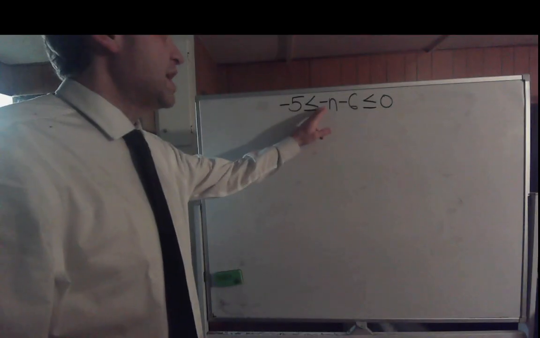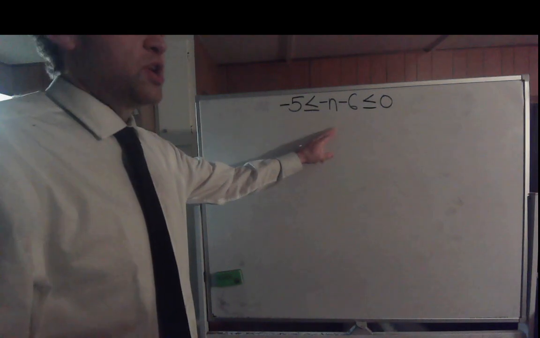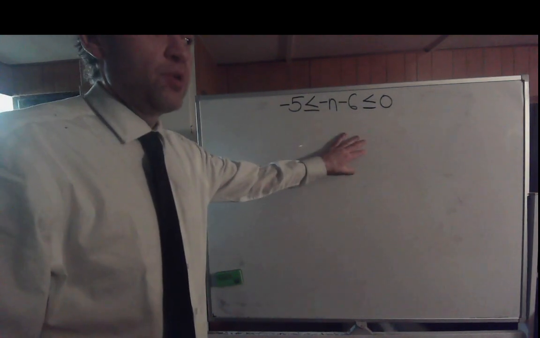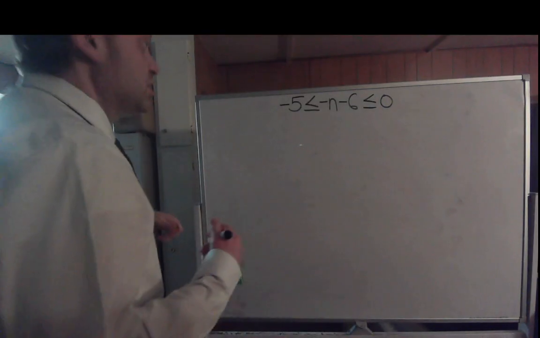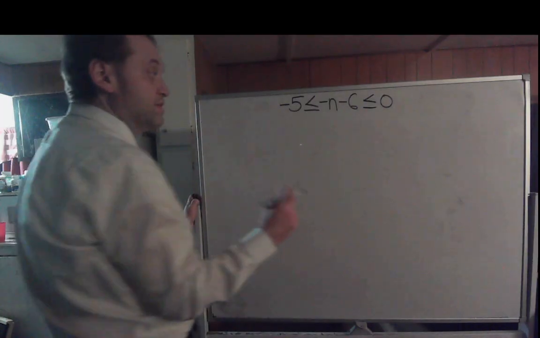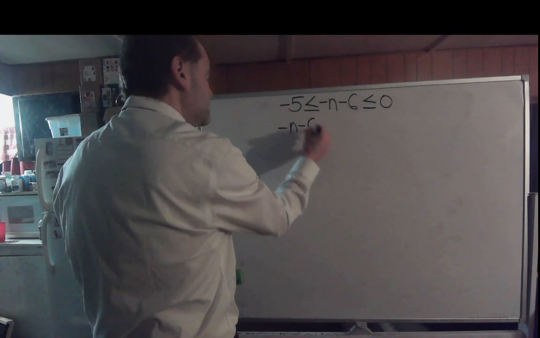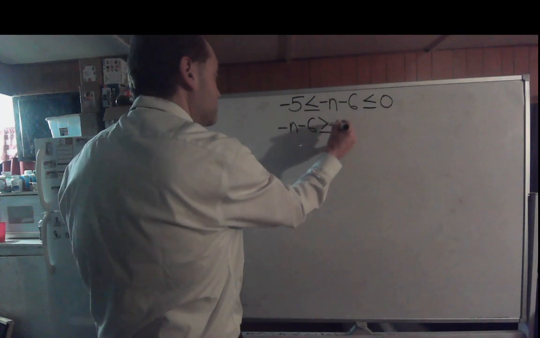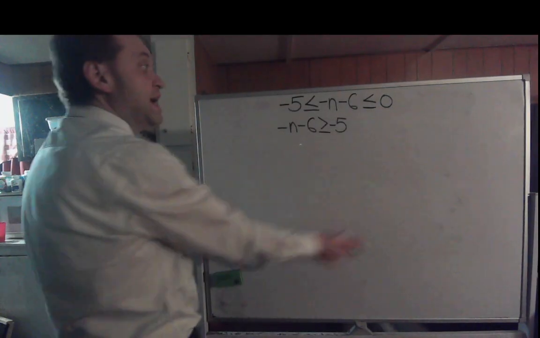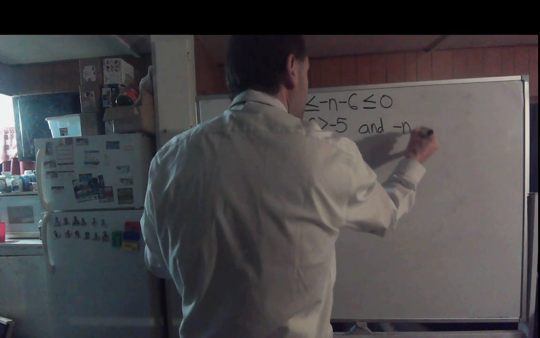If you know you're going to end up having a negative variable in the middle, go ahead, write these as separate and statements. So if negative 5 is less than or equal to negative n minus 6, that means that negative n minus 6 would have to be greater than or equal to negative 5, and negative n minus 6 is less than or equal to 0.